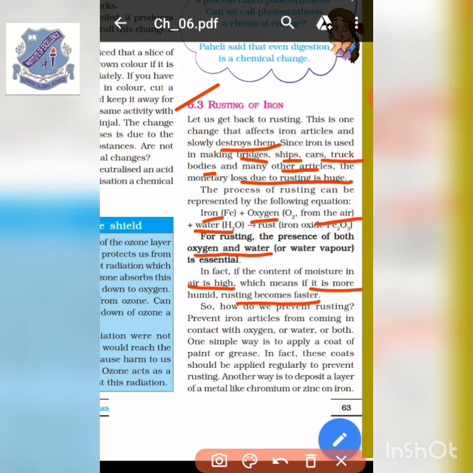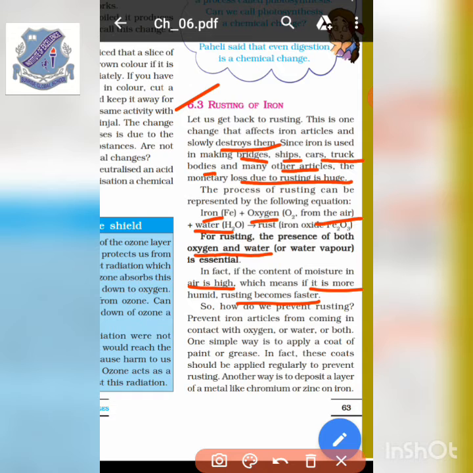सो जब एयर में वाटर वेपर का कंटेंट बढ़ जाता है, the air becomes moist, and this moist air has an effect on iron and the iron rusts faster. This is how the rusting becomes very fast. फटाफट से iron को rust पकड़ लेगा.